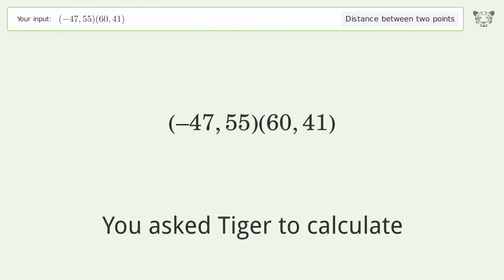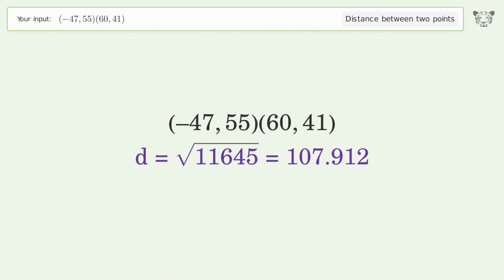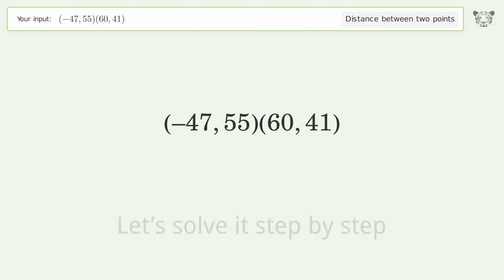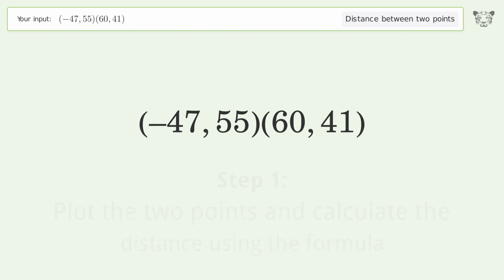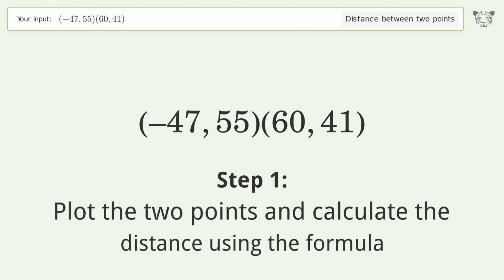You ask Tiger to calculate. This deals with the distance between 2 points. The distance between the 2 points is the square root of 11,645 or 107.912. Let's solve it step by step. Plot the 2 points and calculate the distance using the formula.